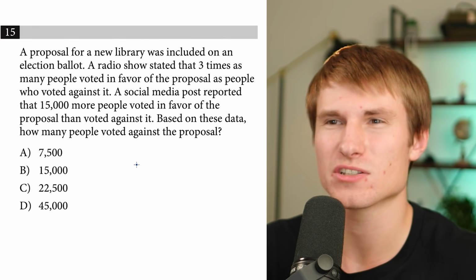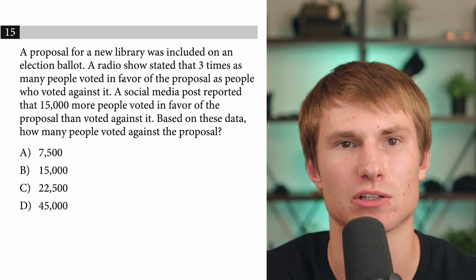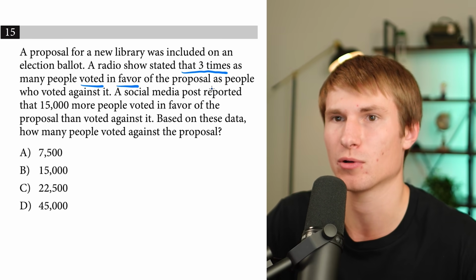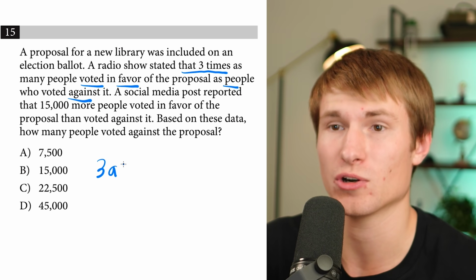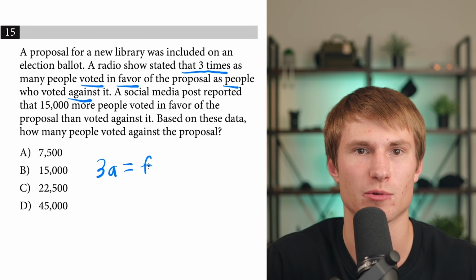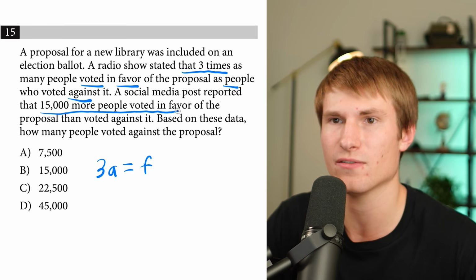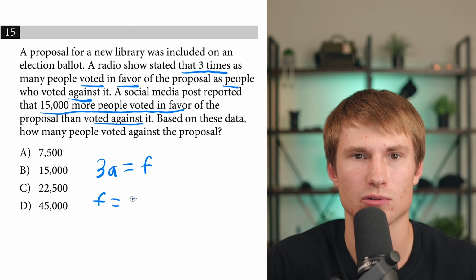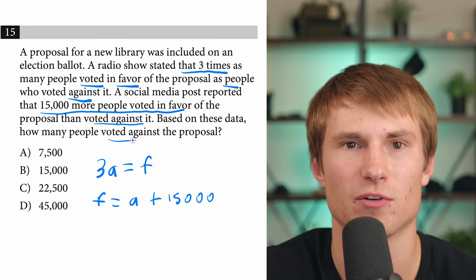Here's how to quickly solve this SAT math question that deals with proportions and differences. Question 15 states a proposal for a new library was included on an election ballot. A radio show stated that 3 times as many people voted in favor of the proposal as people who voted against it. So we have 3 times the number that voted against it, which I'll represent as an A, is equal to the number who voted in favor of it. Social media posts reported that 15,000 more people voted in favor of the proposal than voted against it. So we also know that the number of people who voted in favor is equal to the number who voted against it plus 15,000. Based on these data, how many people voted against the proposal?